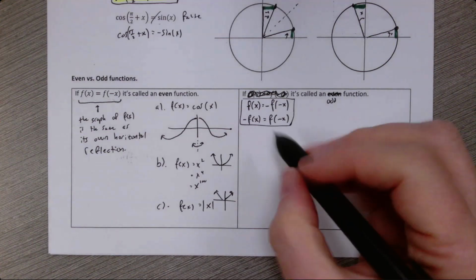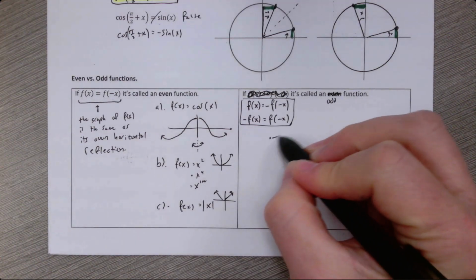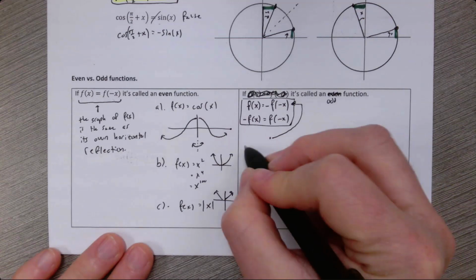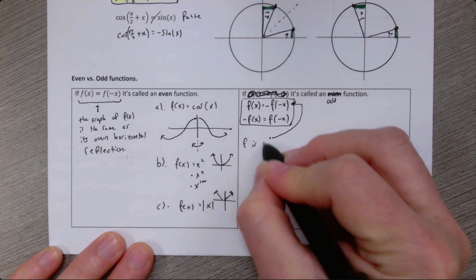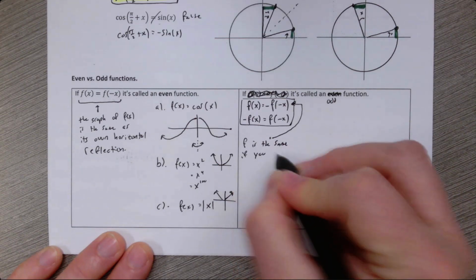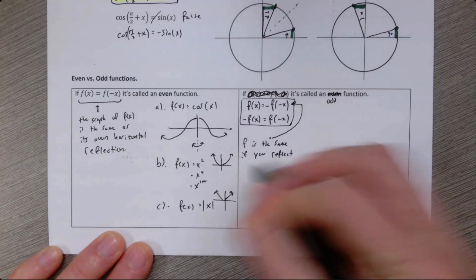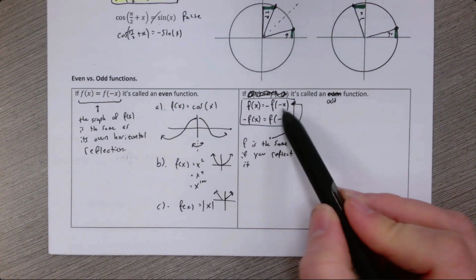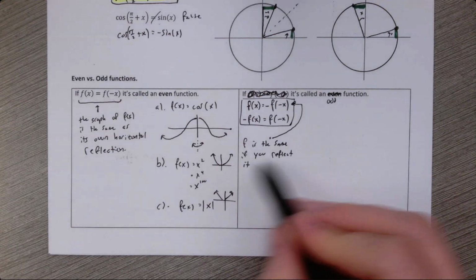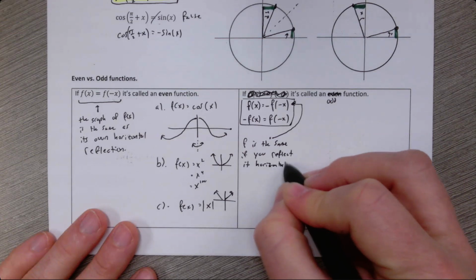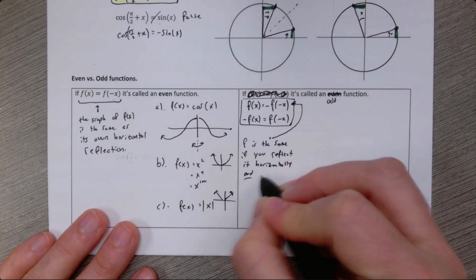If I'm going to describe the top one using transformations, f is the same if you reflect it. Think about what reflections are happening here. We've got a horizontal reflection and a vertical reflection. So f is the same if you reflect it horizontally and vertically.